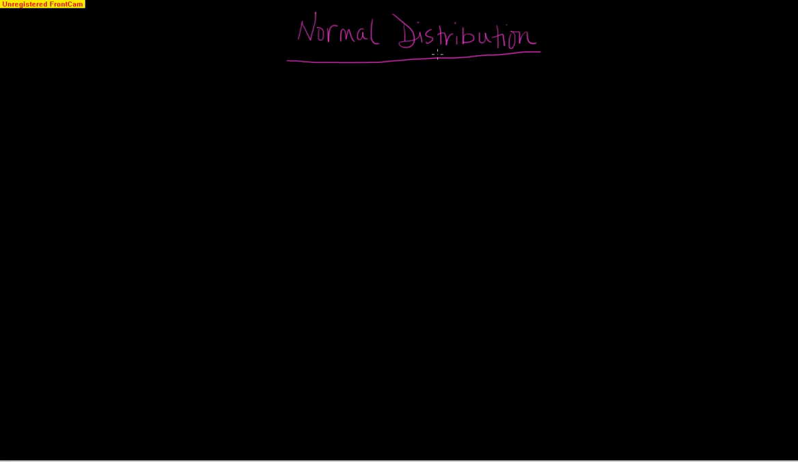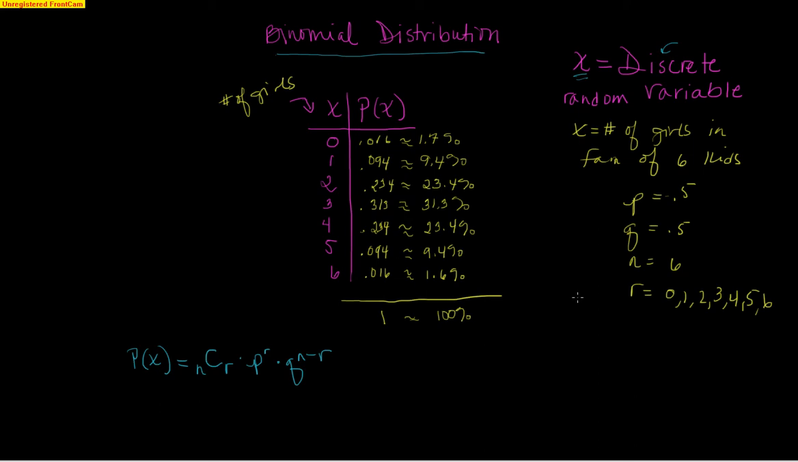Hi everyone. In this video, we're going to start talking about the normal distribution, and it's just another type of distribution of probabilities and variables. So before we start in on the normal distribution, I'd like to quickly review our binomial distribution. Now, this is all review, so I'm just going to go through it quickly.